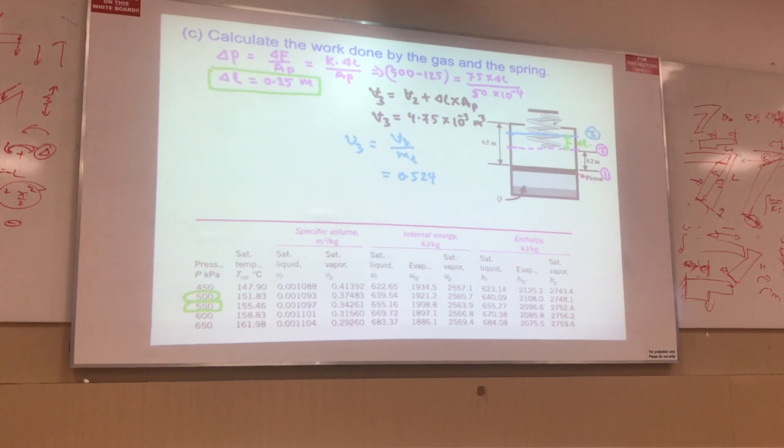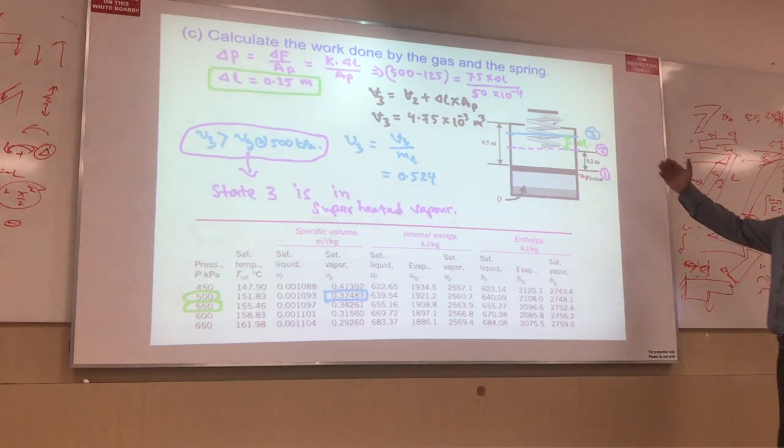Alright? Okay. At 500 kilopascal, take a look. What is Vg? Vg is this one, right? So I can say V3 is higher than Vg at 500 kilopascal. What is the state? State is superheated vapor, right? State 3 is superheated vapor. Correct. Done.